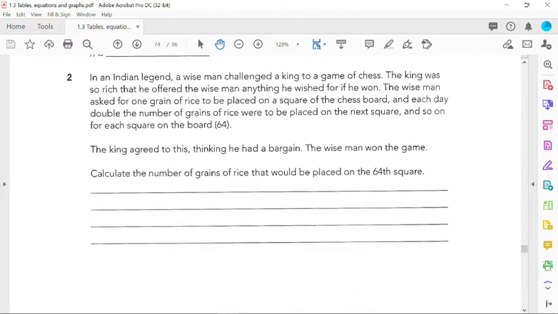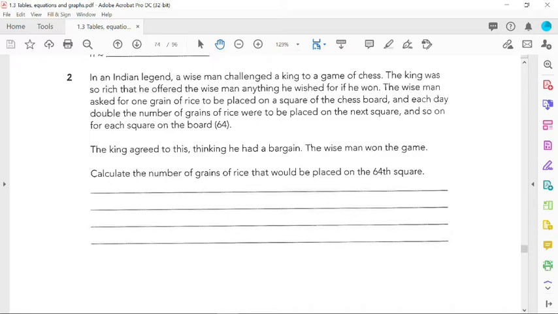So this one's a straight out word problem. In an Indian legend, a wise man called a king to a game of chess. The king was so rich he offered the wise man anything he wished for if he won. The wise man asked for 1 grain of rice to be placed on the square of the chessboard each day, and then double the number of grains were to be placed on the next square, and so on, for all the squares of a board. And there are 64 squares on a chessboard. Okay? He agreed to it, and then the wise man won, so he had to do it. But he couldn't. It's impossible.